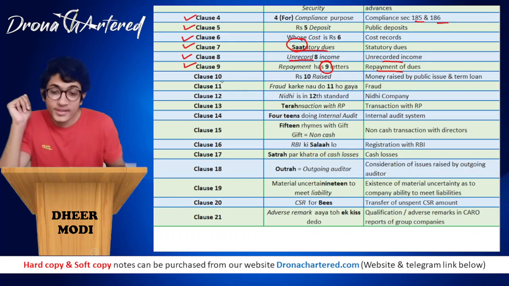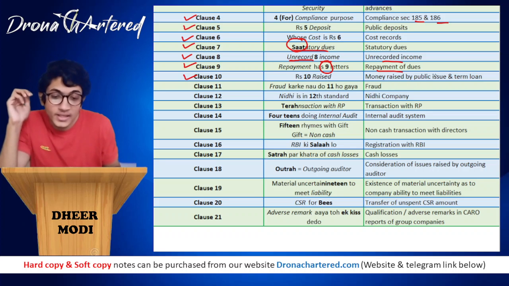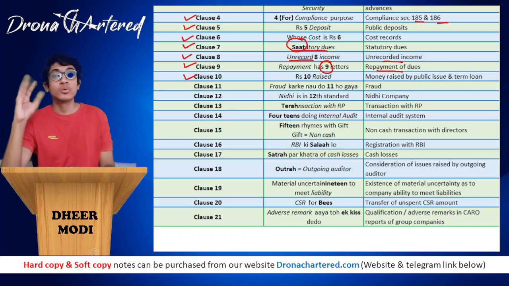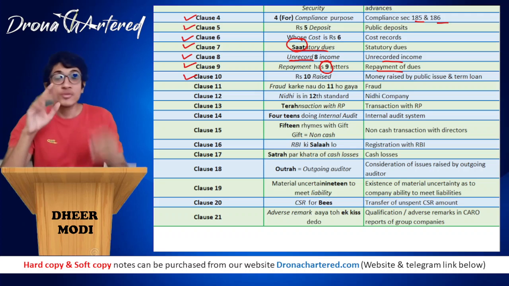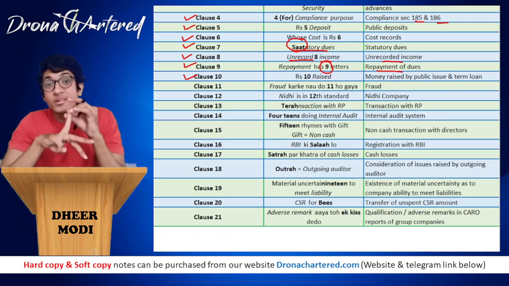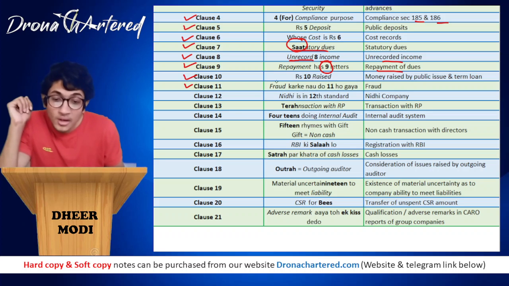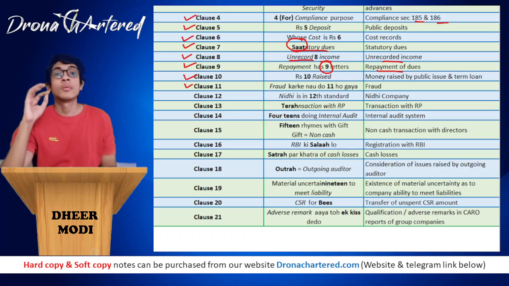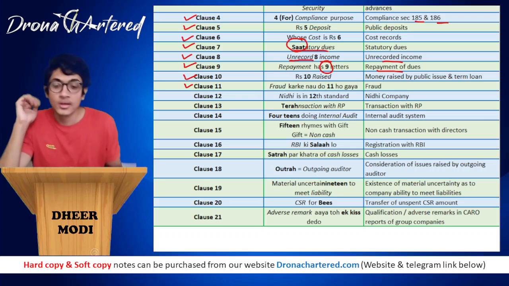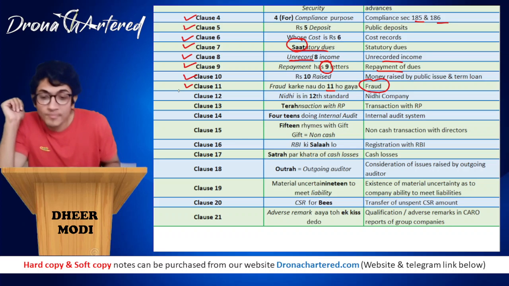Clause 10. Clause 10 is we have raised 10 rupees, so money raised by public issue and term loan. That is your clause 10. If you remember, we have deposited 5 rupees whose cost is rupees 6 and we have raised rupees 10. Clause 11. Clause 11 becomes fraud, because after fraud, 9-2-11 ho jana. If you remember during your school days, you must have heard this. After fraud, 9-2-11 ho gaya means ran away. Therefore 11 is your fraud.